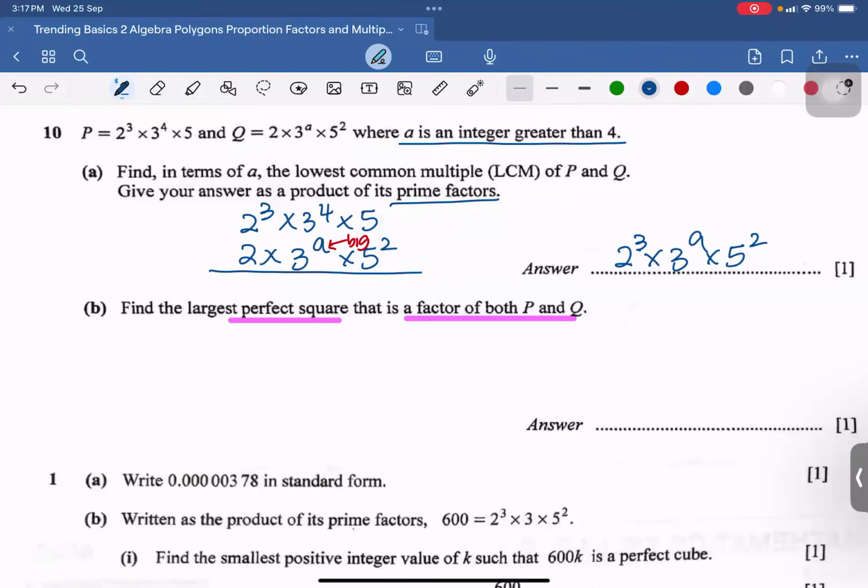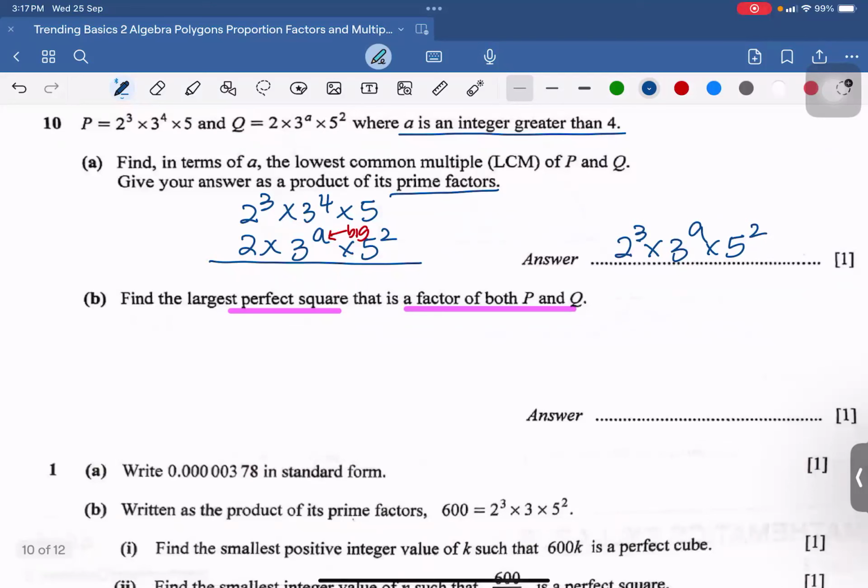So if I want a factor of P and Q, first thing we look for the common factor. Right? So first thing we look for the common factor.